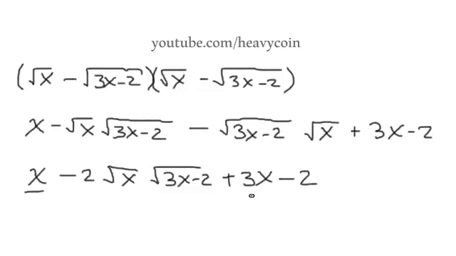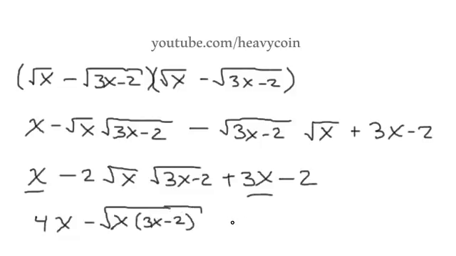Now what we're going to do is collect up some like terms, so these two are like. So that becomes 4x minus. Now I can go ahead and bring this x inside, so I've got one radical here. 3x minus 2. And then we have minus 2 out here. Don't forget the minus 2. And you can distribute that x inside if you want. But I'm going to leave it right like that.